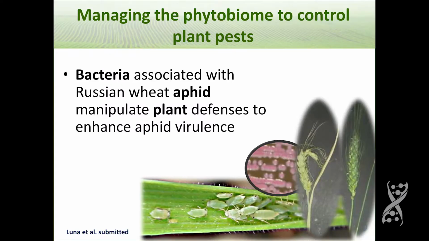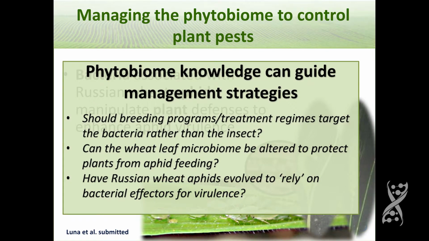But we do know that these bacteria are contributing to the formation of salicylic acid, which is antagonistic to jasmonic acid production. So our conclusion is that bacteria associated with the Russian wheat aphid manipulate plant defenses to enhance aphid virulence. And this is the hypothesis that we're moving forward on at this point in time. So by looking at this entire system of the phytobiome, we've been able to identify some possible targets for resistance breeding and biocontrol in the future.